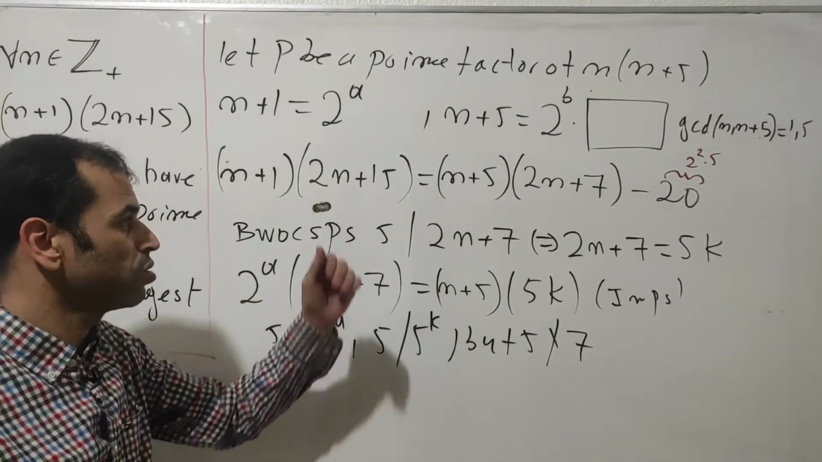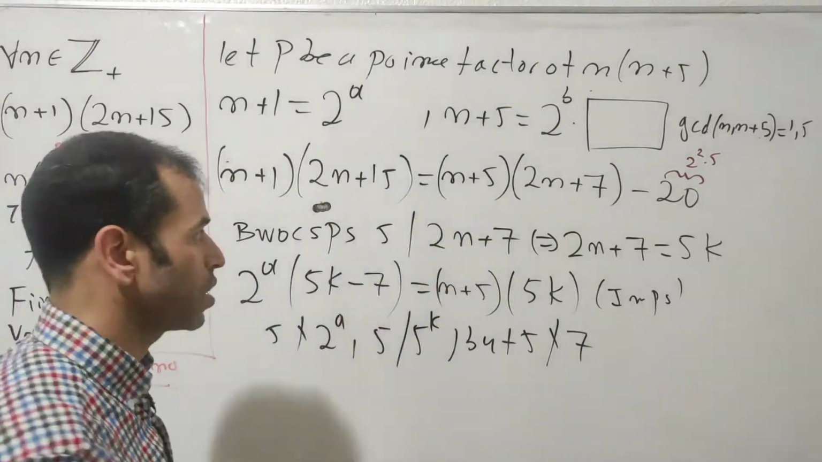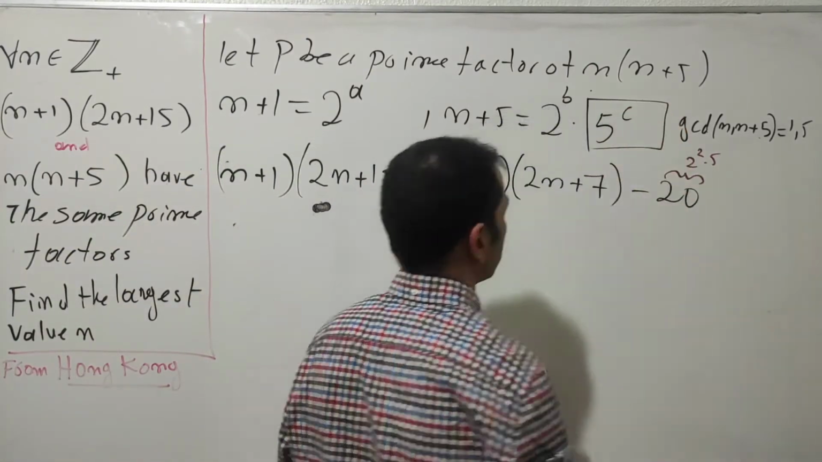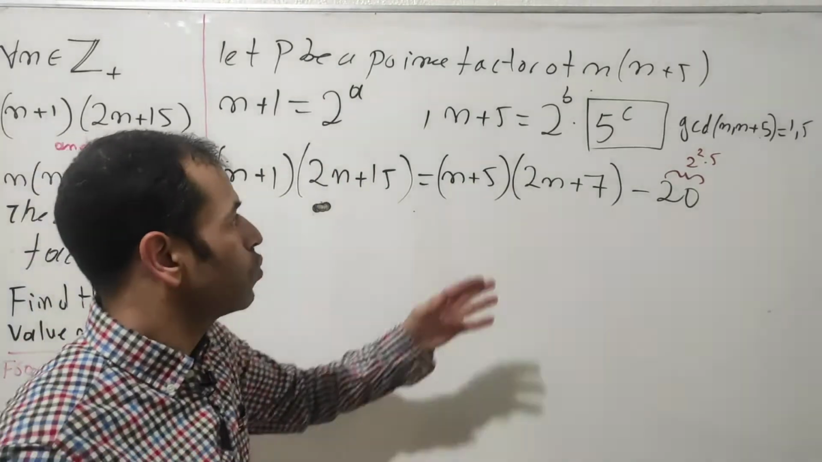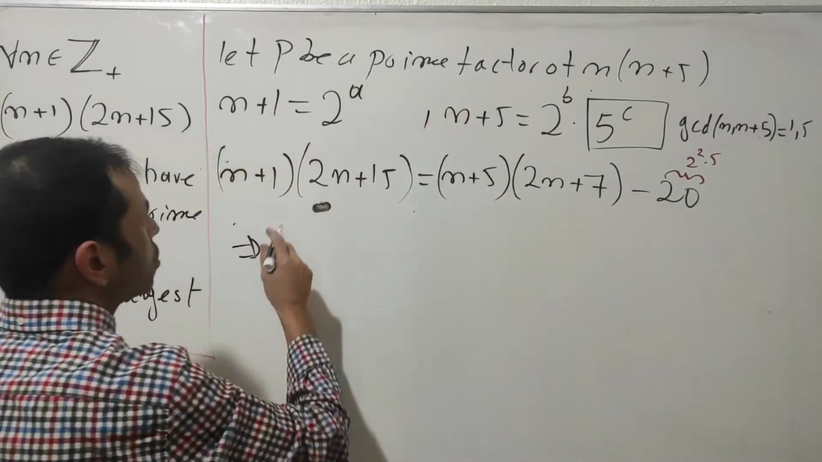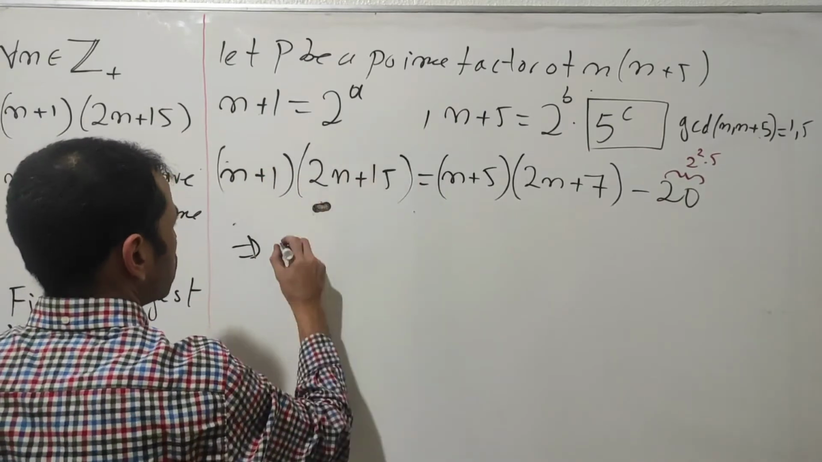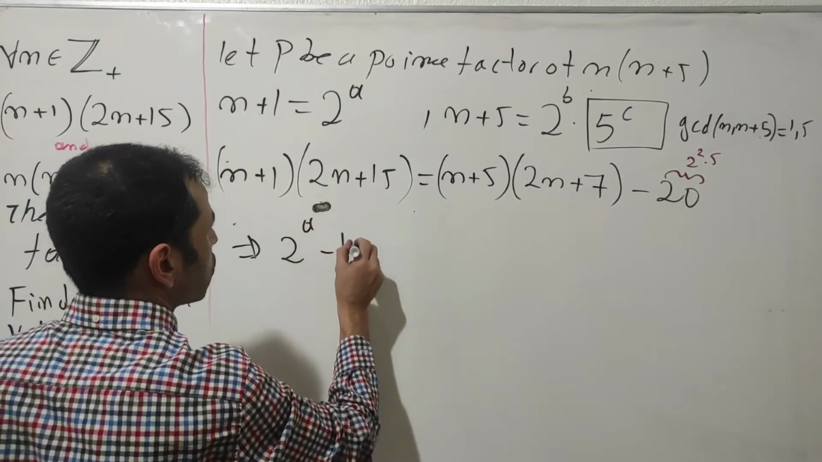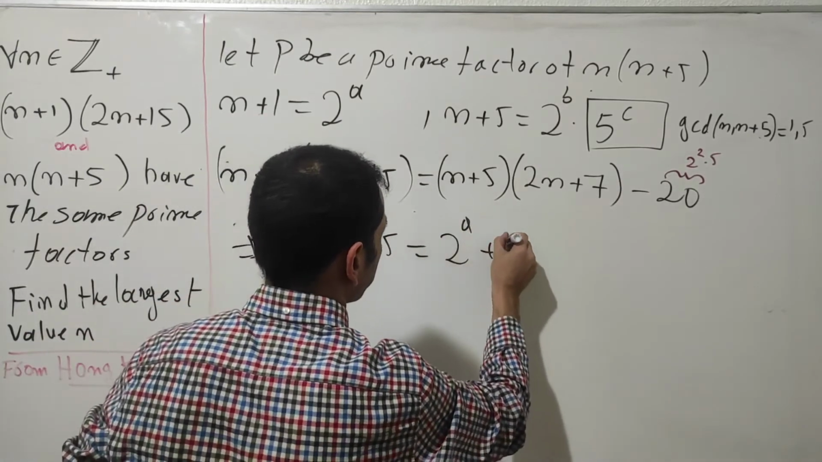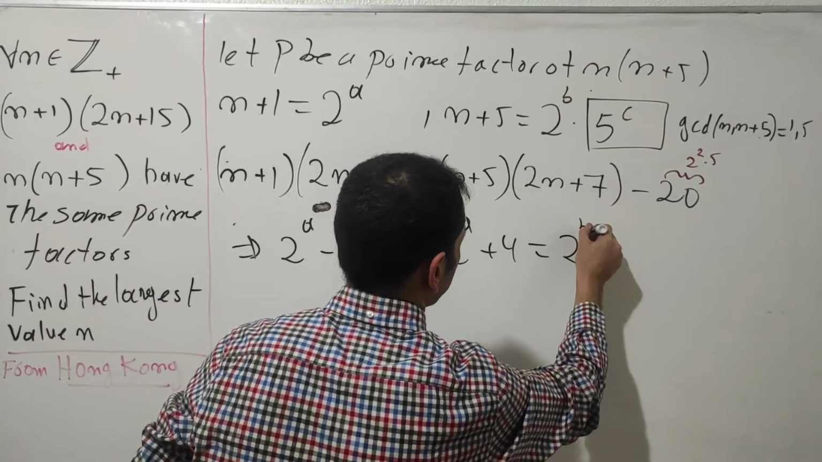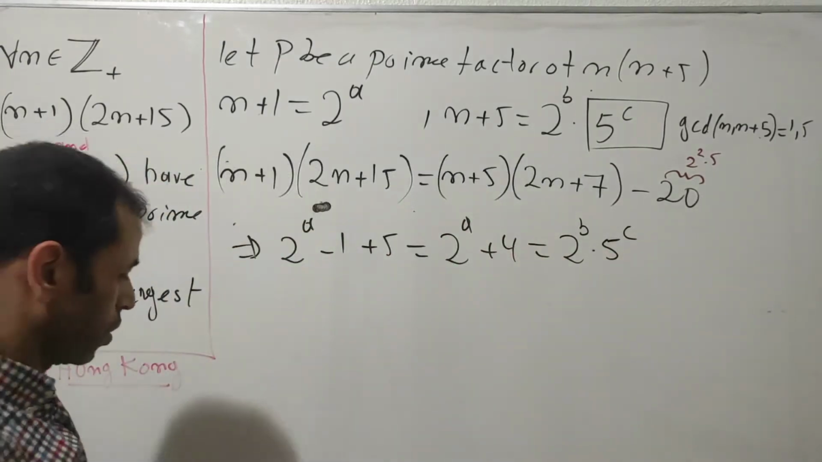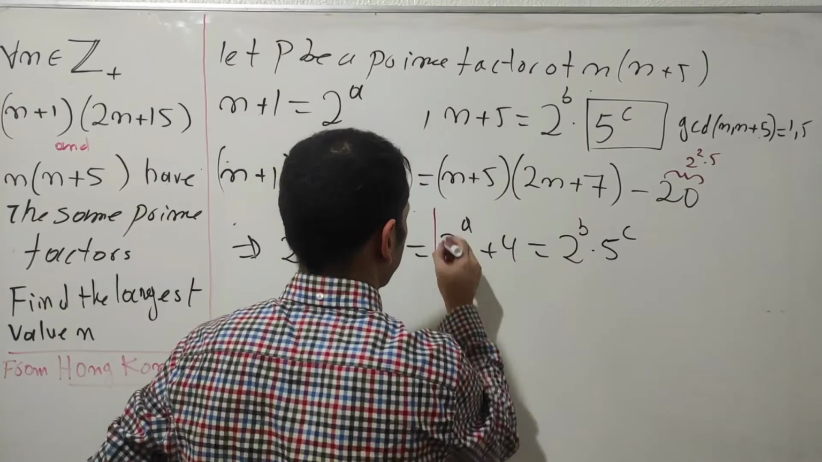Now let's get rid of this one and move on. Now let's keep working on this one. Now we have determined what's inside of this box, which is 5 to the c as a power of 5. Okay, now we get a nice thing here, replacing this equation into this equation. So let's replace n with 2 to the a minus 1, plus 5, which equals 2 to the a plus 4, which equals 2 to the b multiplied by 5 to the c. Okay, now we have determined this nice equation.